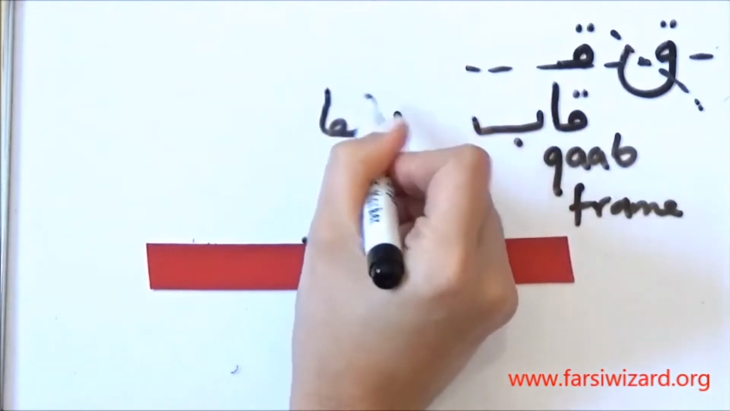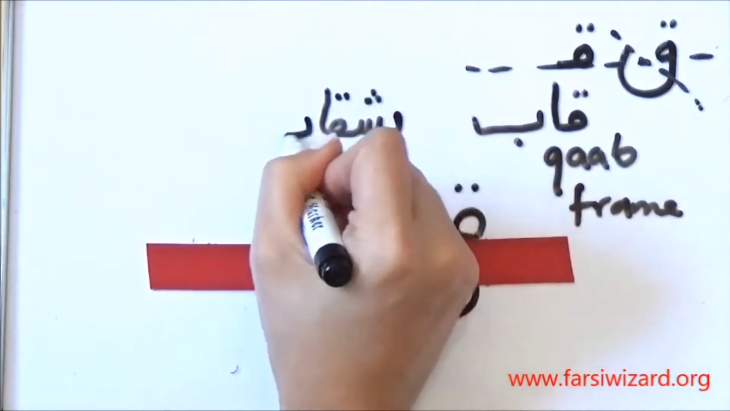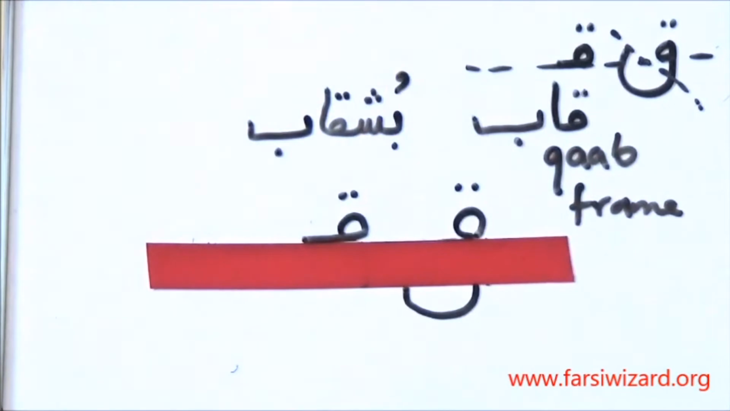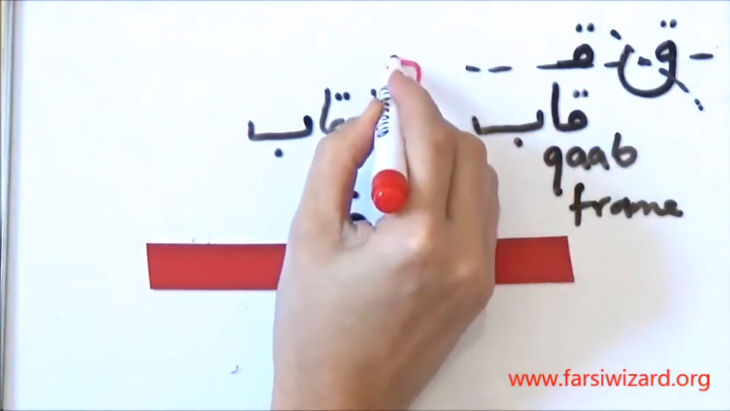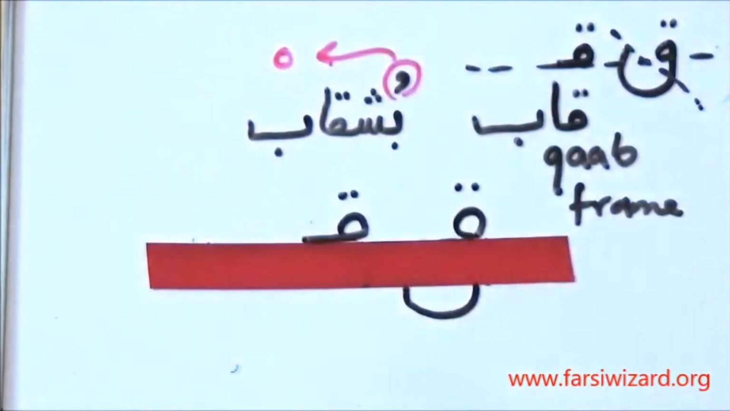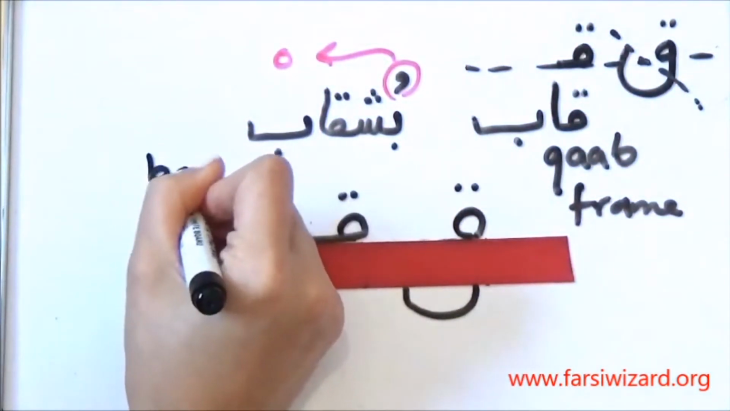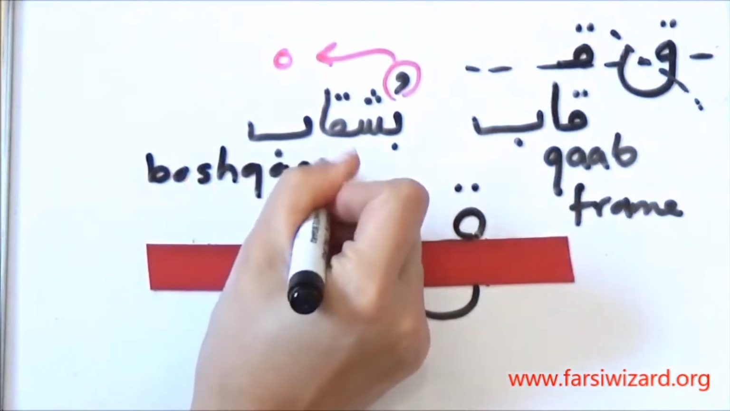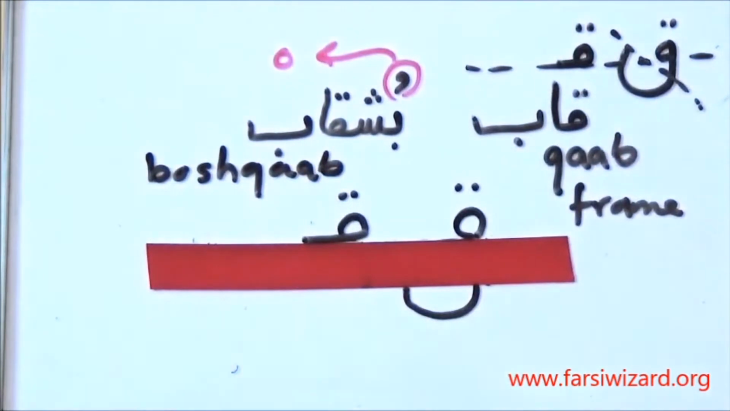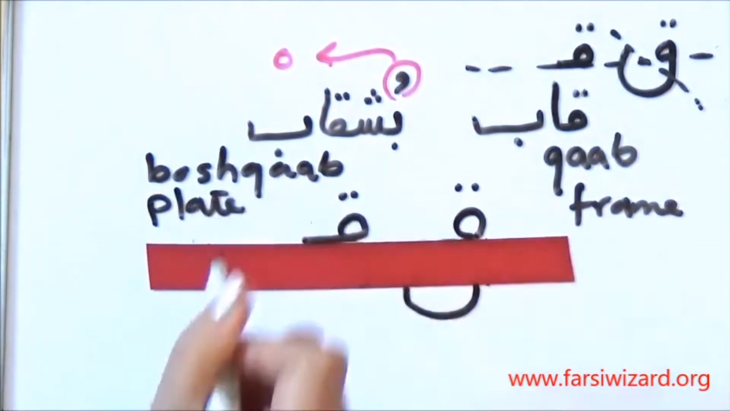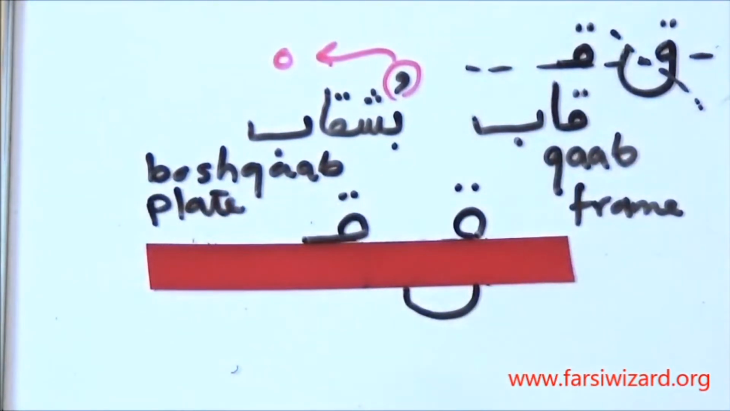Also, we have another example, boshqab, boshqab. This one is O, as you remember, boshqab, which is plate.